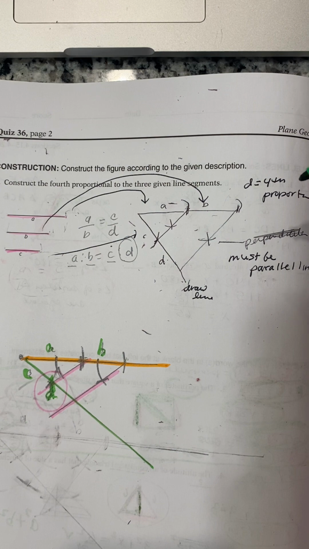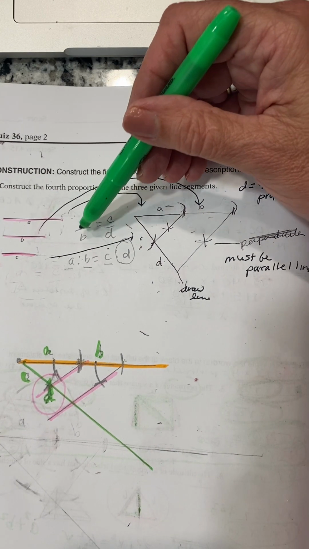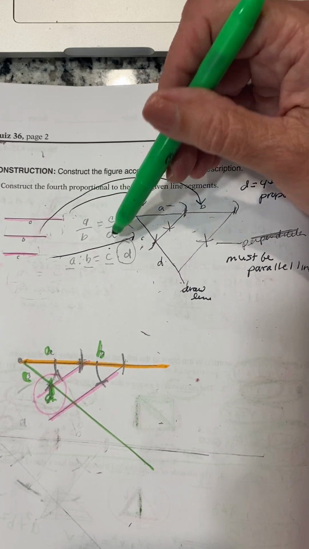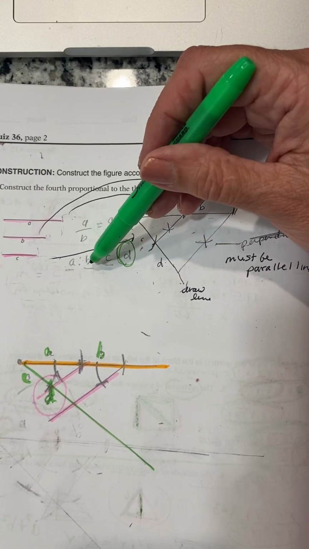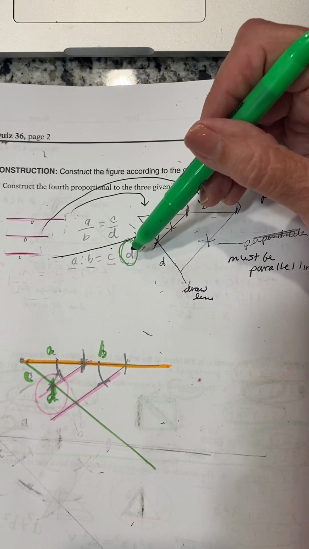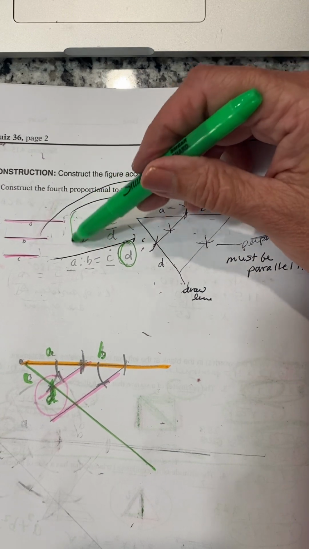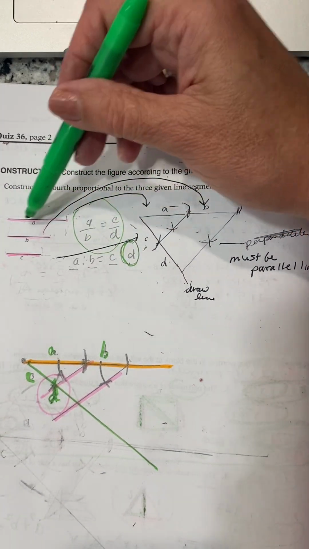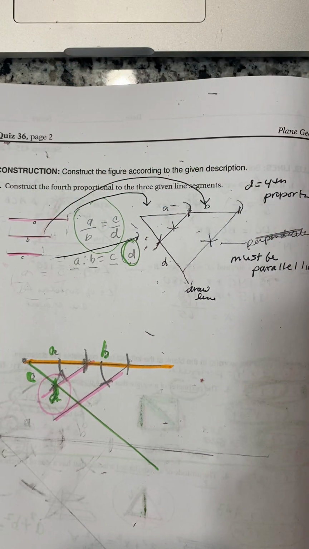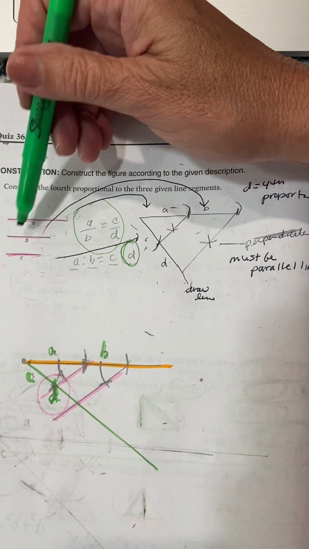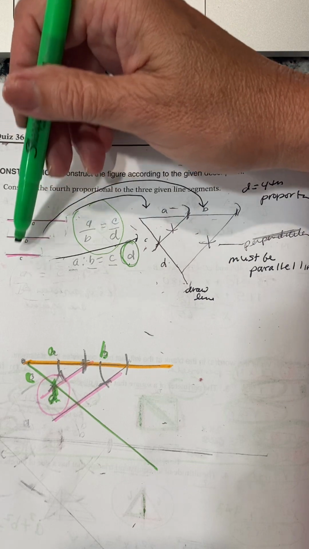What's the fourth proportional? Well, look at here. A is to B as C is to D, and D would be the fourth proportional, right? So A to B equals C is to D. So this is the fourth proportional. So we want to construct a line that's going to be proportional to A and B as C. So C is going to be proportional to A and B is to C.